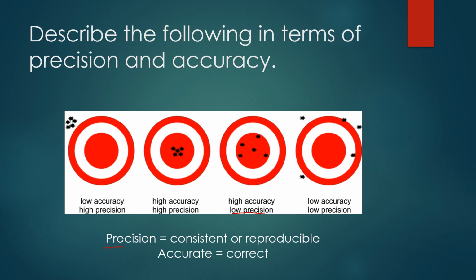So to reiterate the definitions, precision is going to be reproducible, where you're consistent. You're getting the same results over and over again. Then accuracy is how close you are to the correct value.